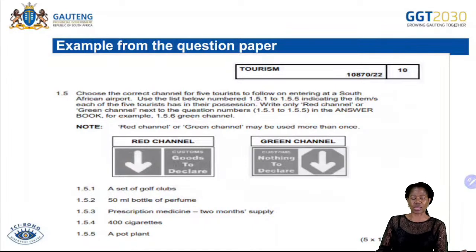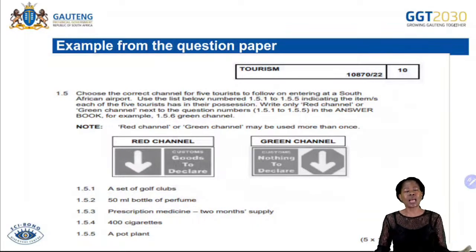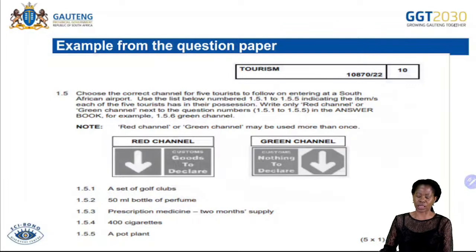In your answer book, for example, they will give you a green channel. They don't say it's an answer, but it's an example. So when you do this type of question, it means you will be writing only green and red. This is how our Section A, maybe in 1.5, there can be any question like this. They can ask you a crossword, or they can ask you an infographic type of question. Please, learners, be able to answer what you are asked.